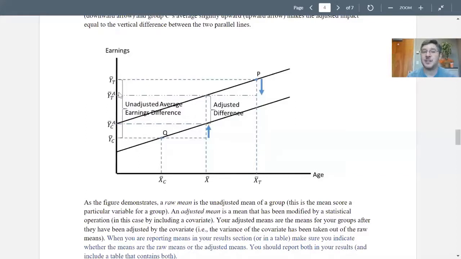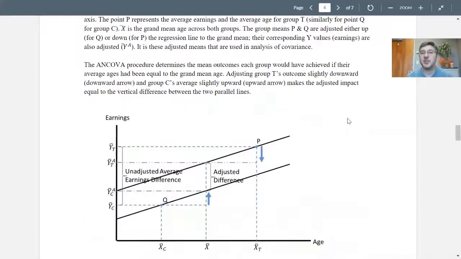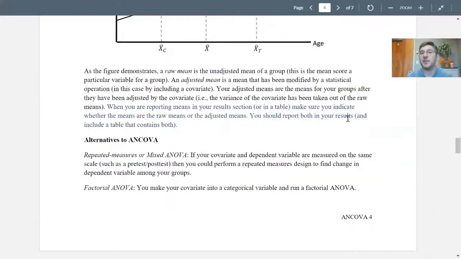So that's kind of the idea of the adjusted means. And if you see how these lines are parallel and we're adjusting up and down the line, this is the whole idea of the homogeneity of regression: that the impact of the covariate age is the same in each group. If it's not, then this adjustment that we're making isn't correct, if this assumption isn't satisfied. So you can read this little paragraph here that tries to explain what's going on, but that's kind of an overview.